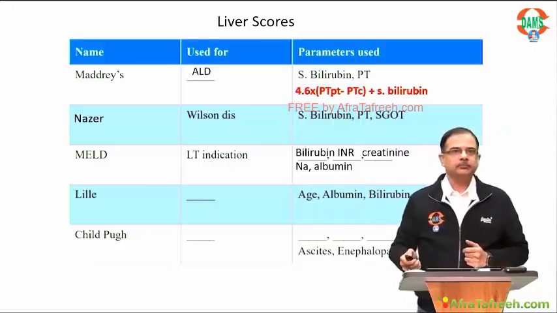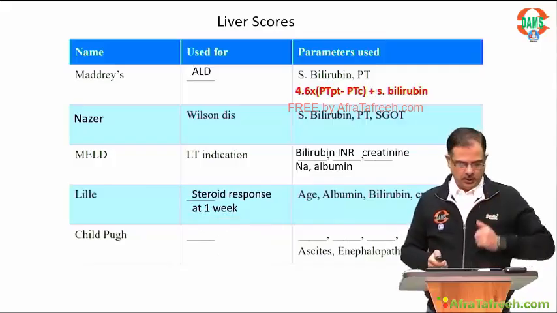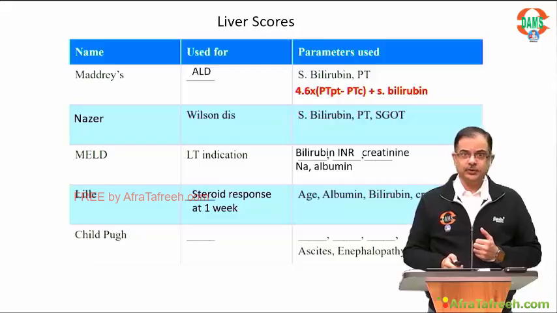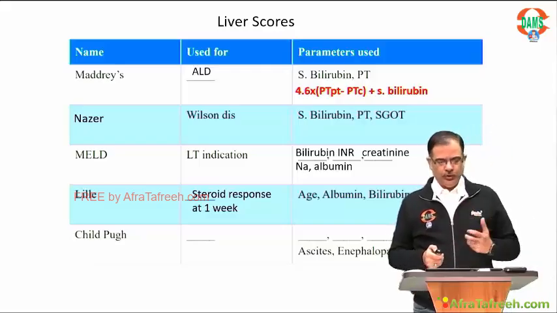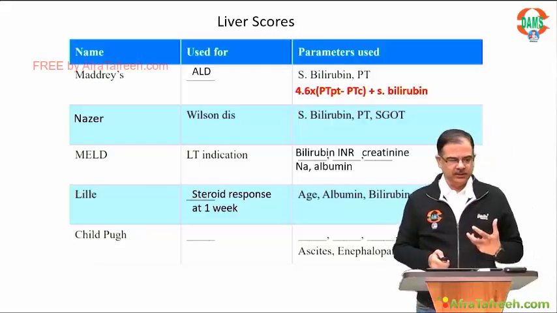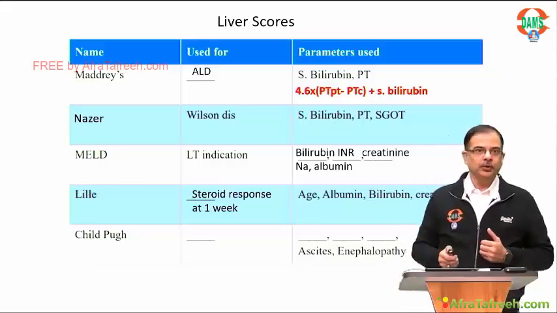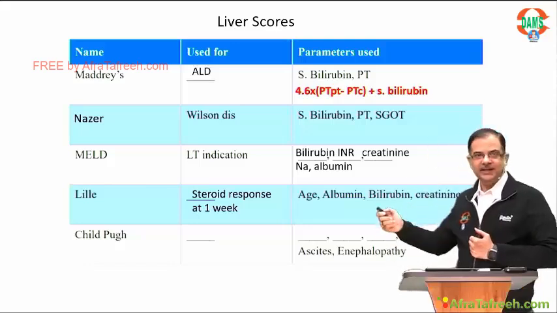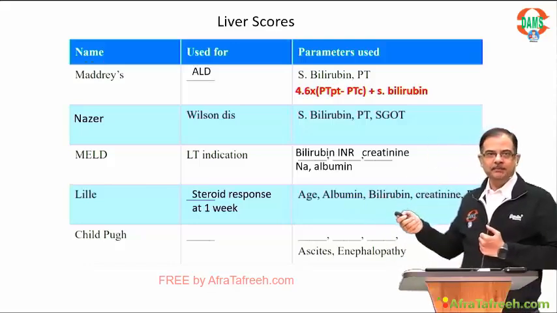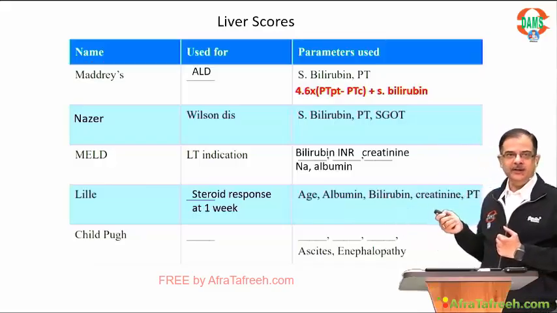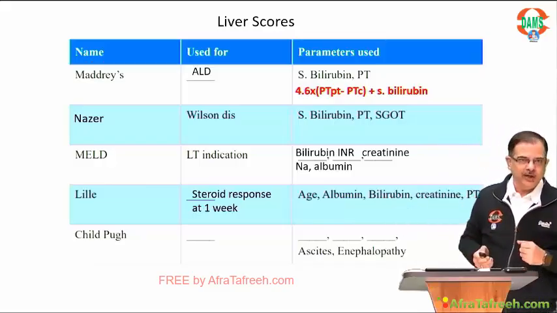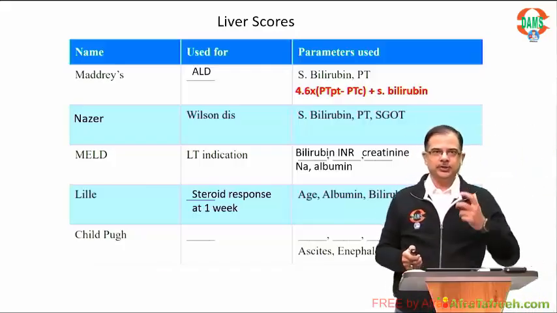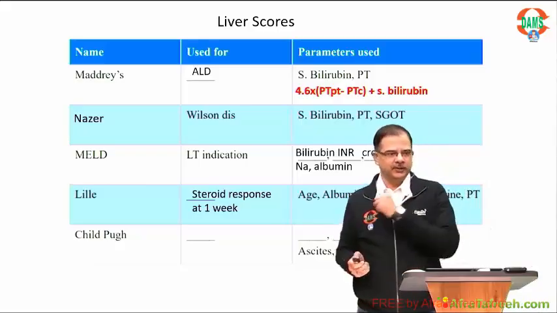Now the Lille score is the steroid response at 1 week in alcoholic liver disease. In that we take A, B, C: A is age and albumin, B is bilirubin, and C is creatinine. And of course prothrombin time is used in every scoring system, so that is taken for the Lille score. It assesses steroid response at 1 week of steroid therapy.